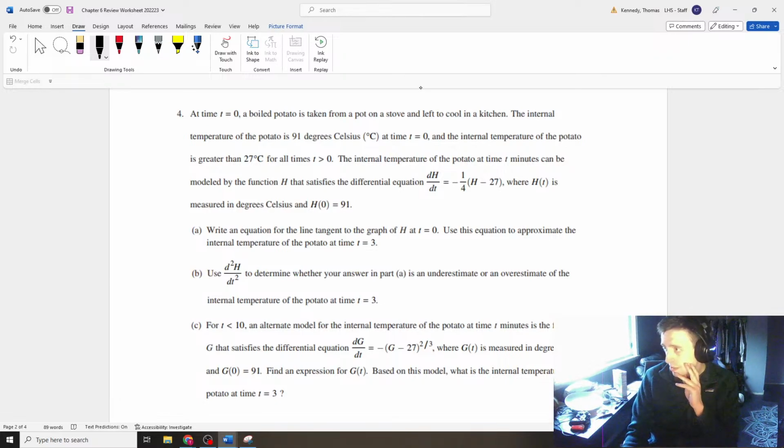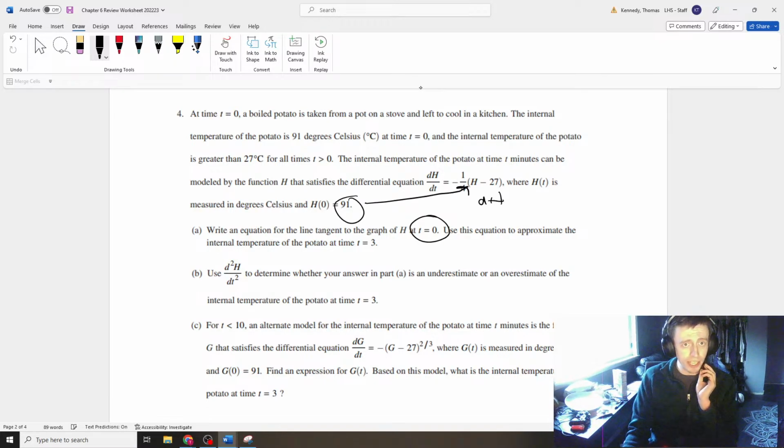And yes, I can do that one next, Rachel. Okay, so in the potato question, the first thing to do is write a tangent line. All you have to do is plug in the value at t equals 0, which is 91, into this equation and find the slope. You get dh/dt equals negative 1/4 times (91 minus 27), which is 64. So it's negative 16.